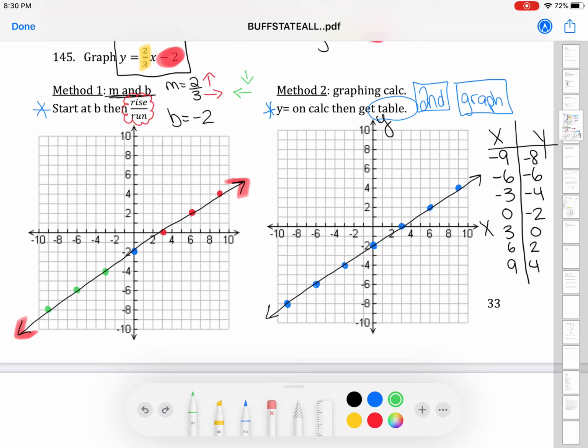All right, scooting right down to the next example, 146. This is the last equation we're going to graph, but we will be doing more practice with graphing lines coming up. So this equation is y plus 2x equals 7, and it says using method 1 or method 2. Like I said, I'm going to use method 1. If you want to use method 2, go for it. Just make sure you have the same line that I do at the end.